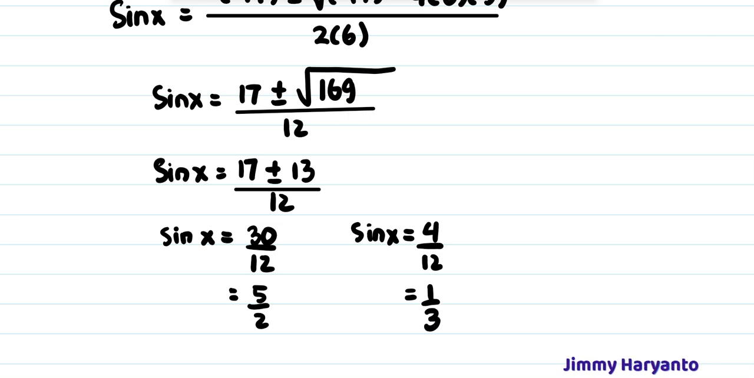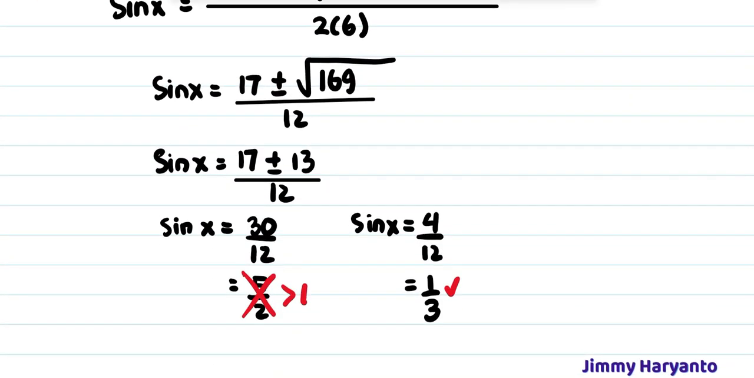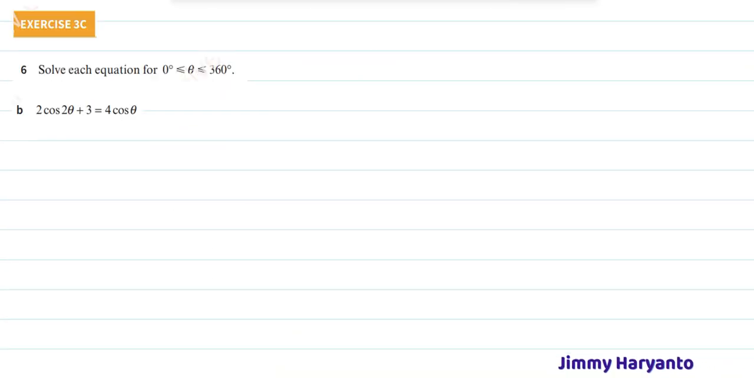We will reject 5 over 2 because it's greater than 1. The value of sine cannot be greater than 1, so you have to reject that one. We will take 1 over 3. The question says find the value of sine x, and we already have it. And then next is question 6b.